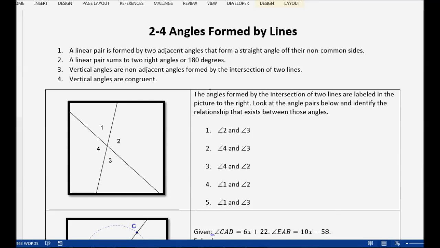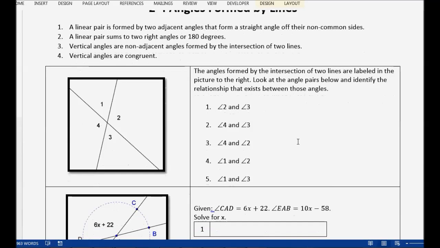We're continuing our review of Unit 2 by looking at angles formed by lines. These are going to be either linear pairs or vertical angles. Our first task is to look at a drawing. Here are angles 1, 2, 3, and 4, and identify the angle pairs. So take a moment. You're looking for either linear pairs or vertical angles.